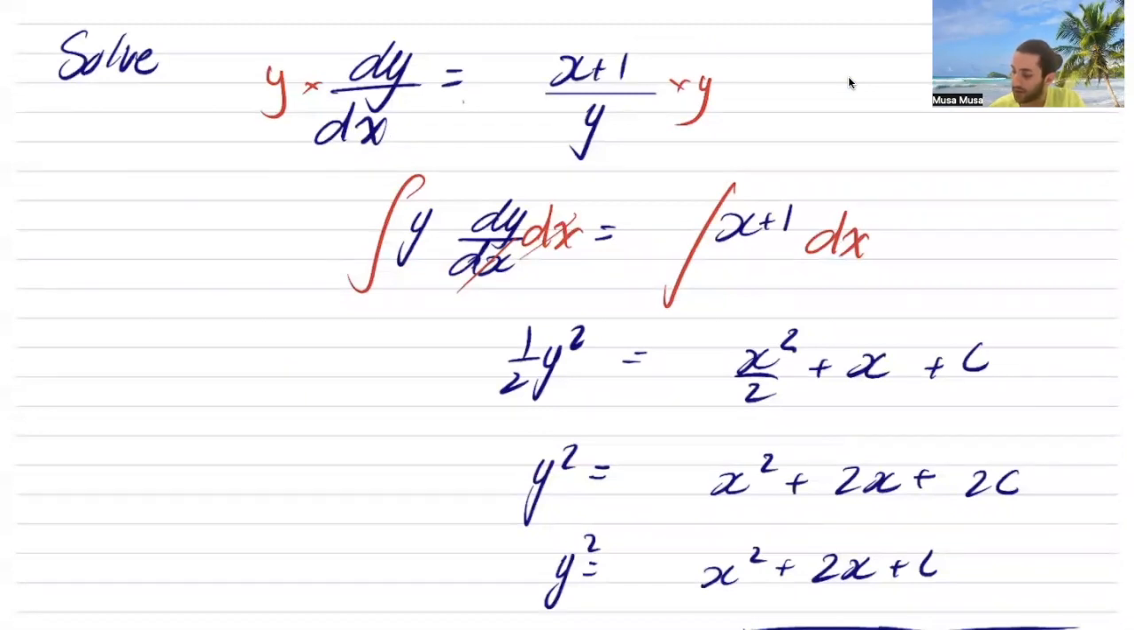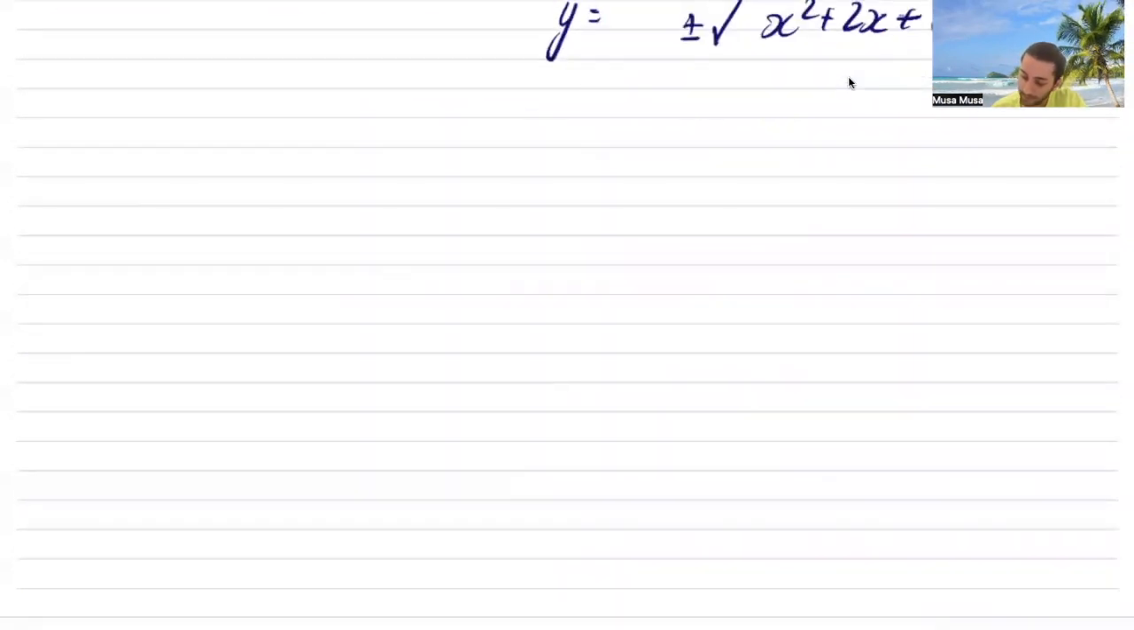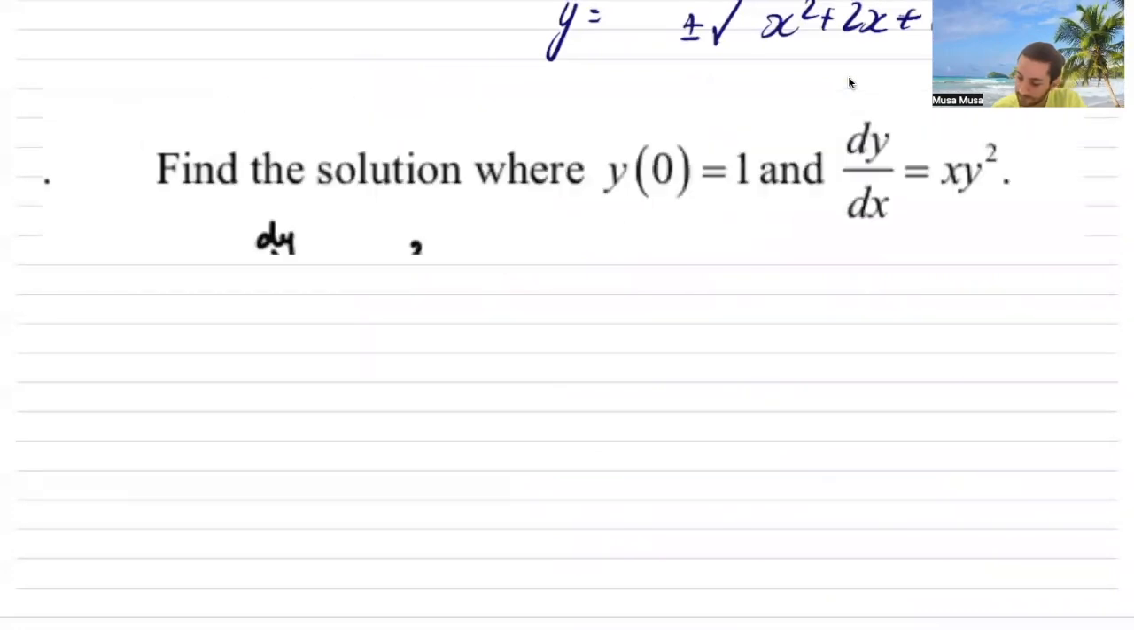This time, possibly they're going to have some initial conditions. Remember, you always need to get y as the subject in the end. Okay, crop out some of my working. Find the solution where y of 0 equals 1, and dy on dx equals xy squared. Keep in mind, y of 0 equals 1.